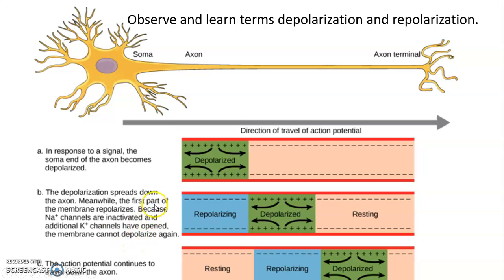This is another image of the same thing. Notice the terminology. When the charge is being reversed, it's called depolarization. When the charge is returning to normal, it's called repolarization. So charge reversal, depolarization. Charge returning to normal, repolarization.